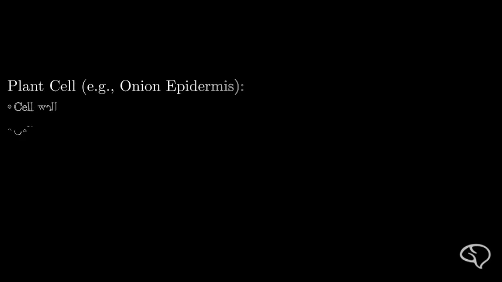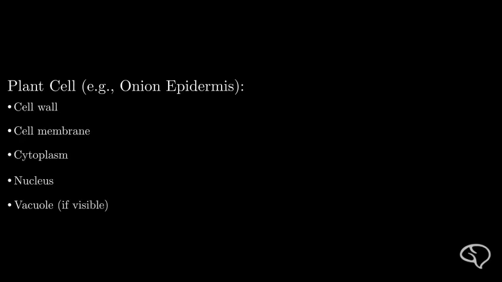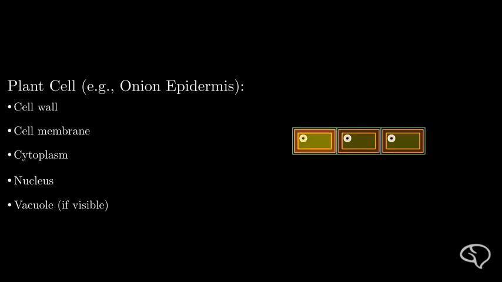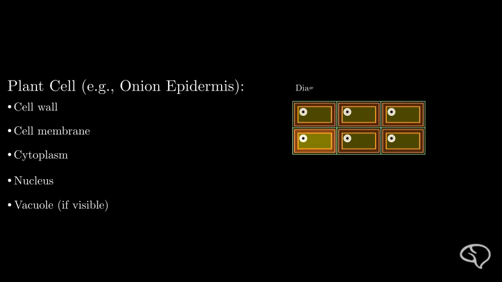Let's compare the common structures you'd label in a plant cell versus an animal cell. For a plant cell, like an onion epidermal cell, you would typically label the cell wall, cell membrane, cytoplasm, nucleus, and often a large central vacuole, if it's visible. Here's a diagram of onion epidermal cells. Notice their distinct, rectangular shape, which is due to the rigid cell wall. You can clearly see the nucleus and the large vacuole pushing the cytoplasm to the edges.